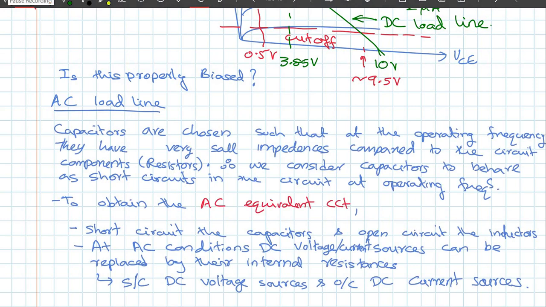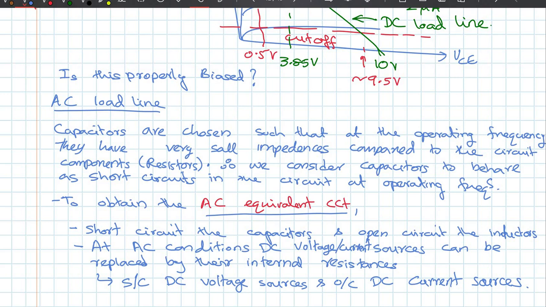So now, in order to obtain the AC equivalent circuit, we short circuit the capacitors and open circuit the inductors because of the previous reason. And also, at AC conditions, DC voltage or current sources don't produce any AC signal. So therefore, they can be replaced by their internal resistances, since DC voltage sources have very low internal resistances, and DC current sources have very high internal impedances.